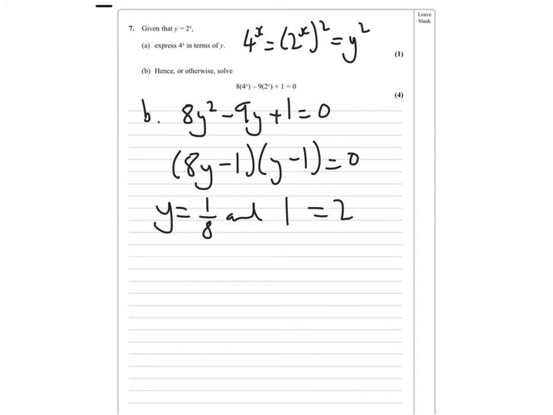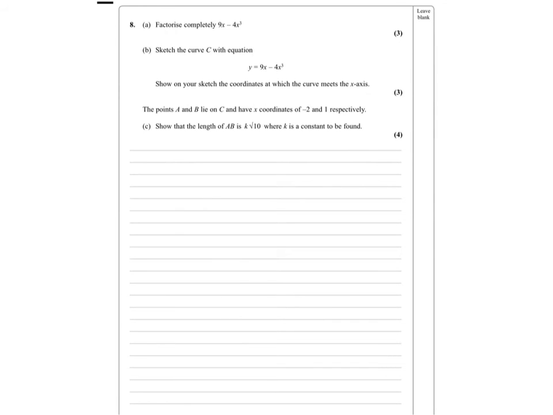So you get your y equals 1/8 and 1. You've got to remember that's 2 to the x as well, because y is 2 to the x, and what power of x? What power of 2 makes an eighth, and what power of 2 makes 1? Okay, next one.